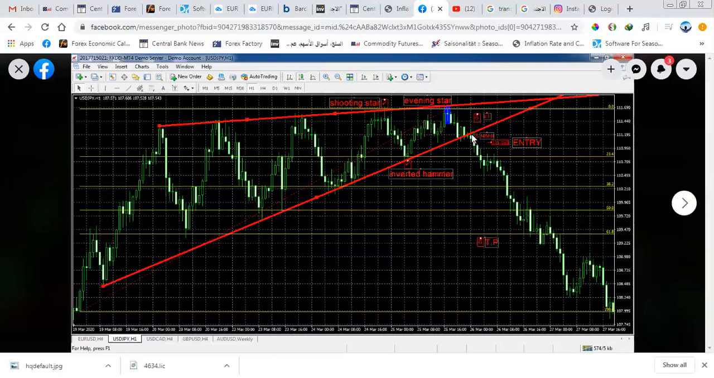After the retest, you're going entry, your stop loss inside the triangle, your take profit is so much far. Yes, your take profit is absolutely far.